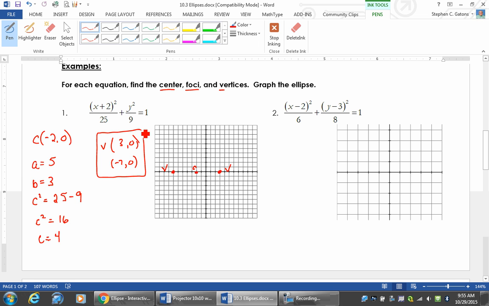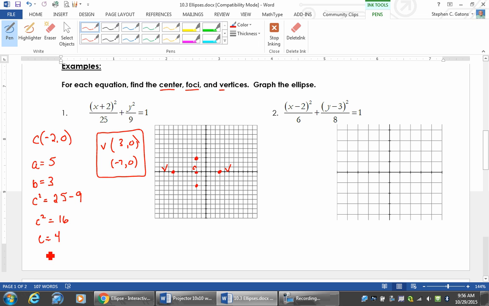B is always in the opposite direction of A. So if you went right and left with A, then you go up and down with B, in this case 3 units. From the center again, 1, 2, 3, and 1, 2, 3. Do not label those as vertices because they are not. They're just points. You don't even have to give me the coordinates of those things. You just have to have them to graph the ellipse.